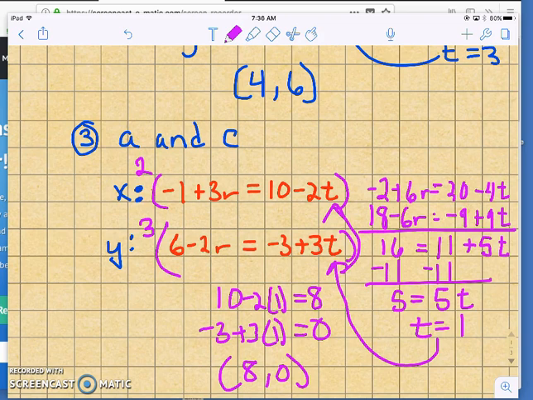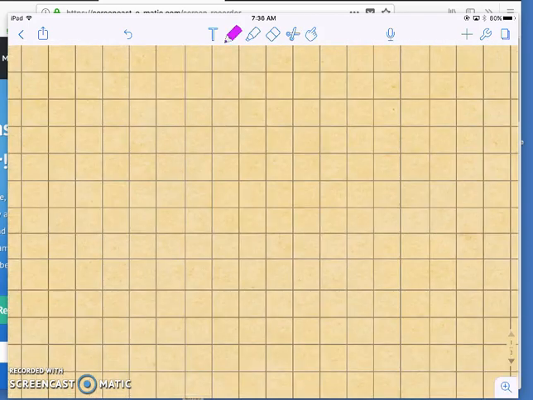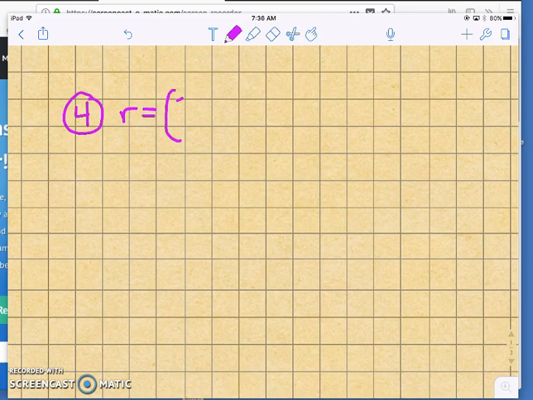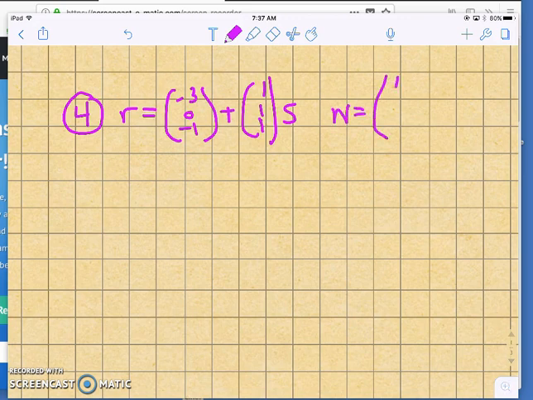All right, and the last thing we're going to do is look at one in 3D, and we're going to see how this is just as easy. So let's say we need to find the intersection of these two lines, and R is negative 3, 0, negative 1, plus 1, 1, 1, S, and line W equals 6, 2, 0 plus t times 0, 4, 8.